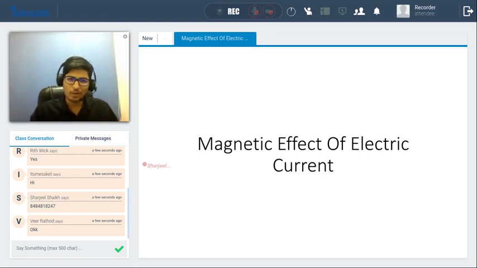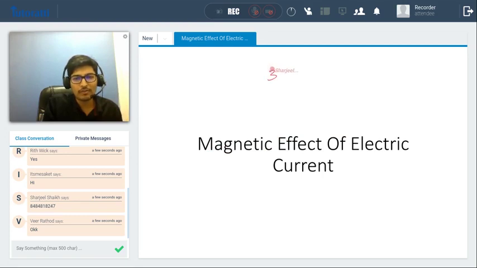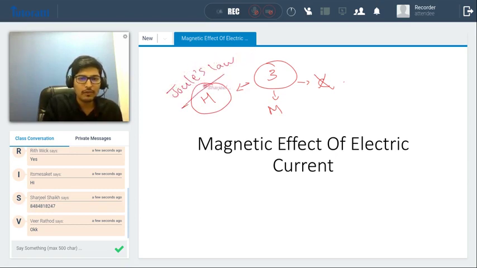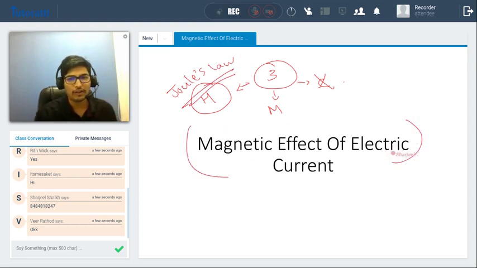To start off with a very basic note, we already know what magnetic effect of electric current is. You have already studied this. Whenever electric current flows through a conductor, it has three effects: heating, magnetic, and chemical. We do not discuss the chemical effect today. The heating effect is something you have already studied. Joule's law was what you studied with the heating effect. Today, we are going to discuss the magnetic effect of electric current.